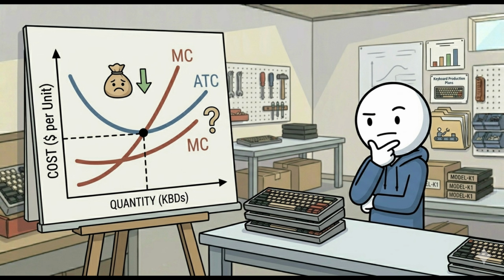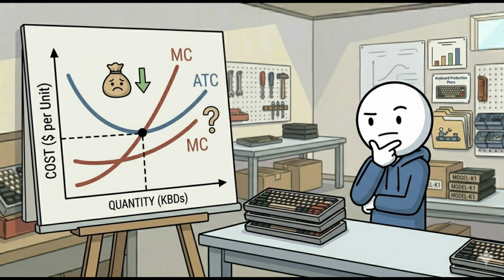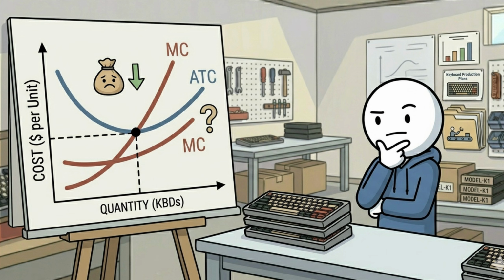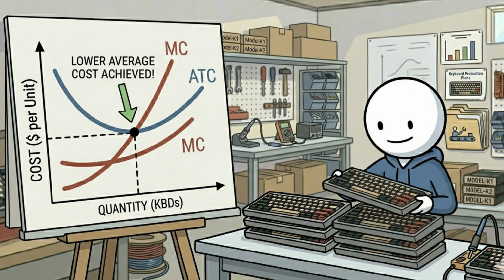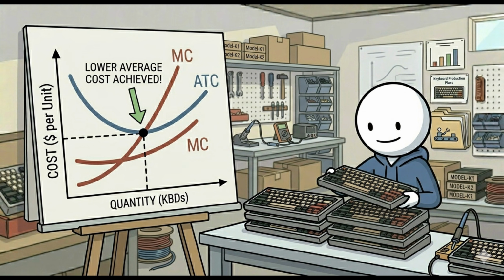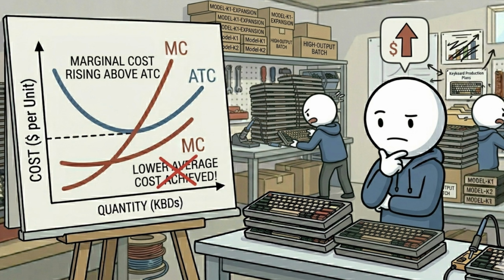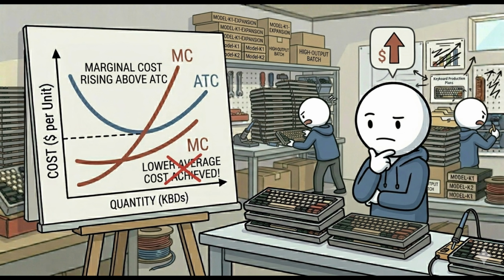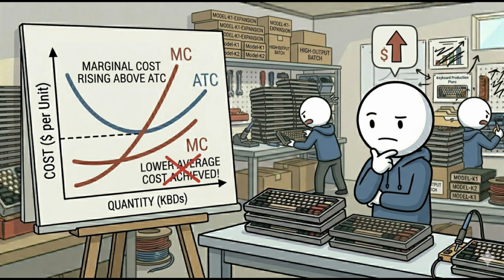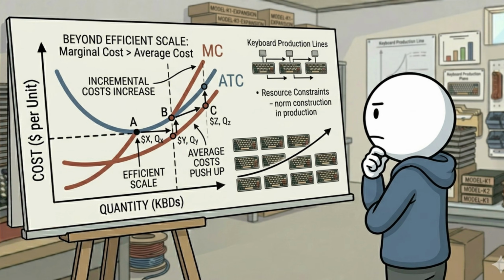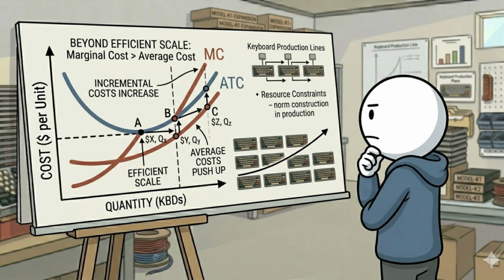Why does this intersection matter so much for John's strategy? Because it tells him exactly when his business is operating at peak efficiency. When John's marginal cost is exactly equal to his average total cost, he is producing at the lowest possible cost per unit. This doesn't necessarily mean he should stop there. Profit maximization depends on the market price. No, it gives him the baseline for his competitive edge.